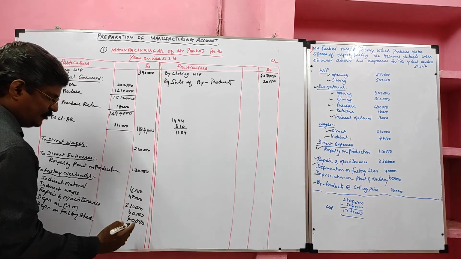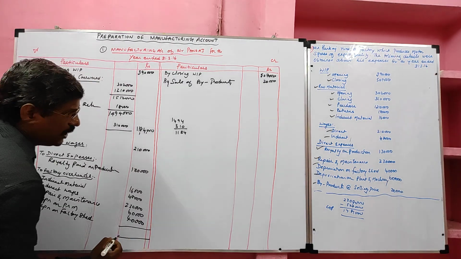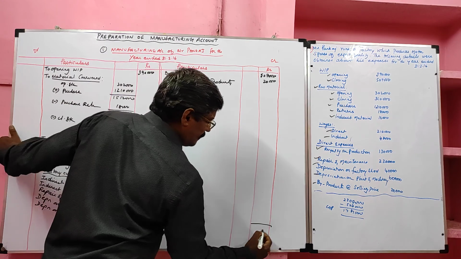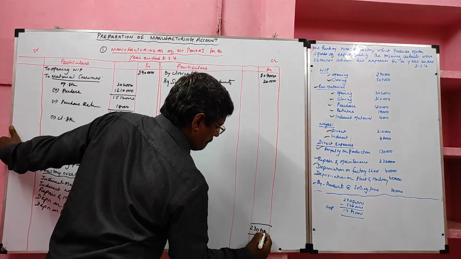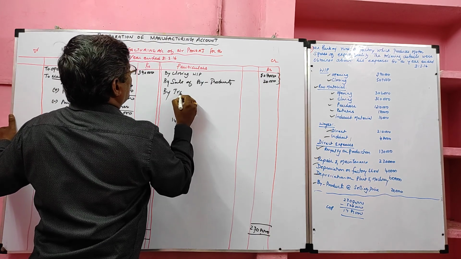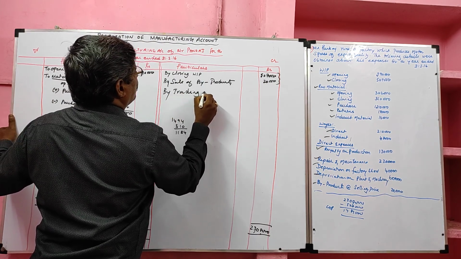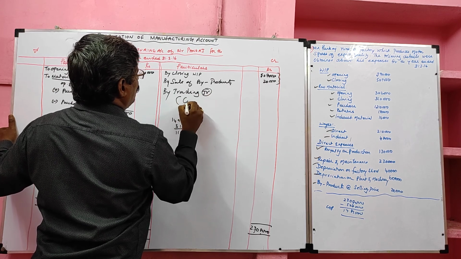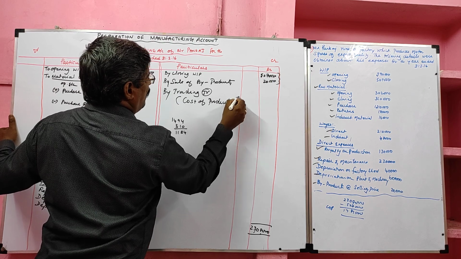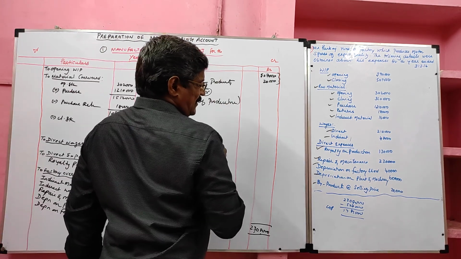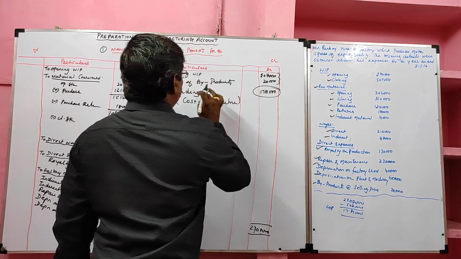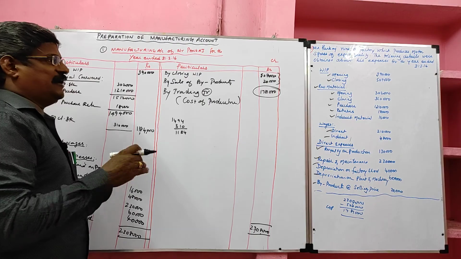Now we add the debit side total. We'll get 23,08,000. If we deduct the credit side total, we'll get the balancing figure transferred to the trading account, which is called cost of production. We'll get 17,81,000. This cost of production should be transferred to the trading account debit side.